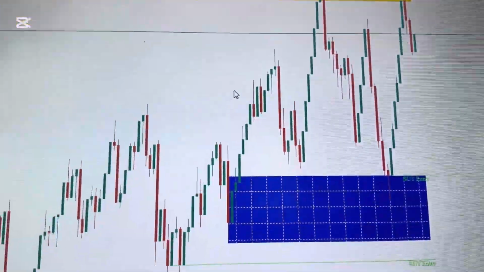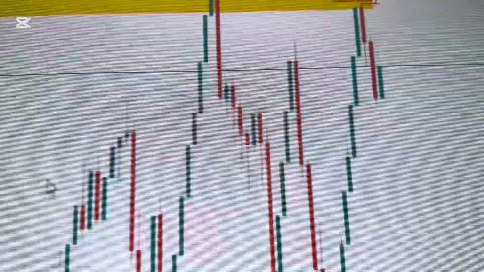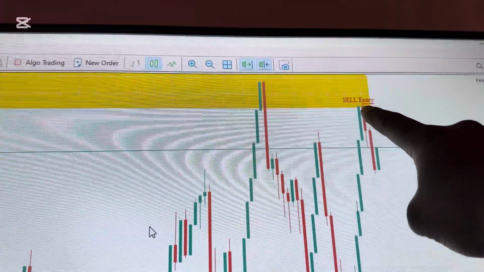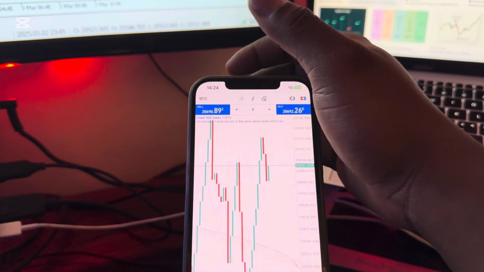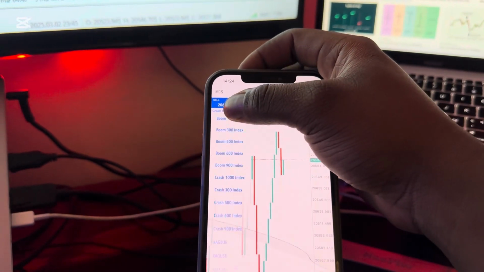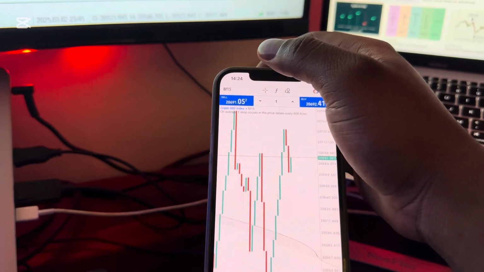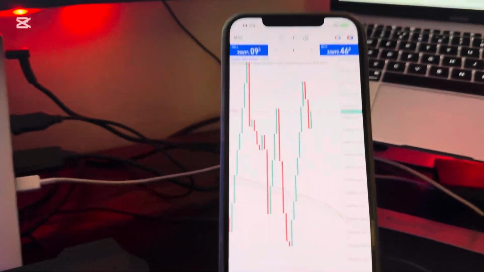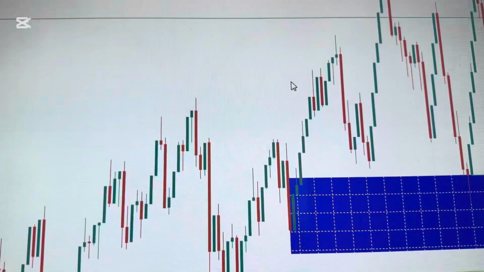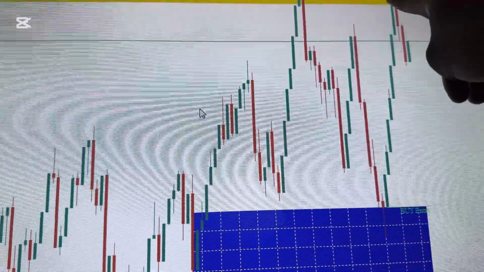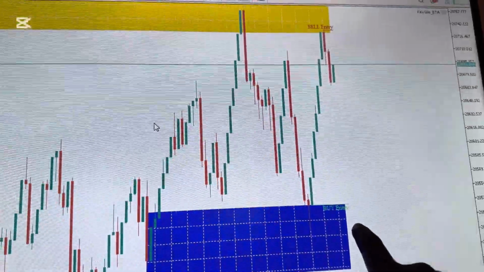So we just got a trade alert from the indicator. This is crash 600. We just got this sell entry. So we immediately going to jump into that sell entry right now and see how it goes. So right there, we just got into the sell entry. Our indicator gave us this trade from the 15-minute time frame. So we're expecting price to drop probably somewhere around here.